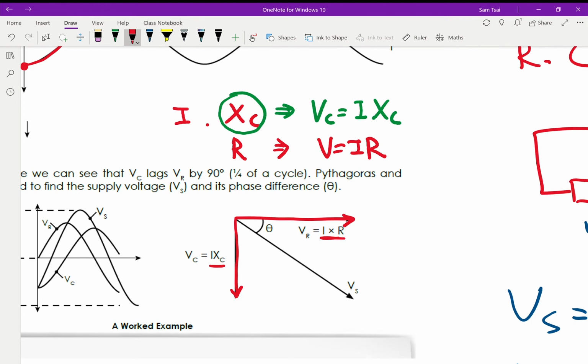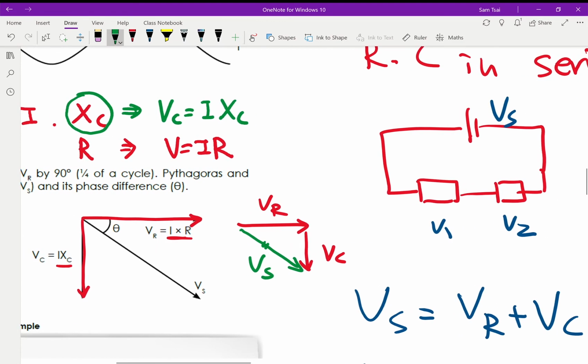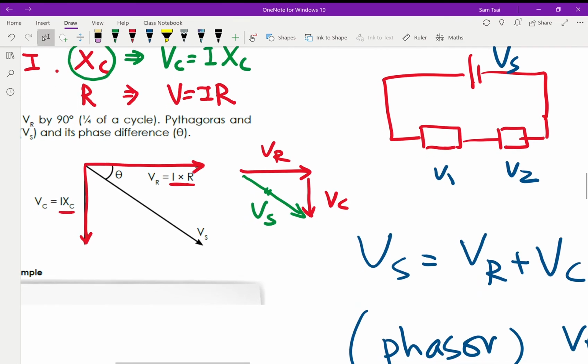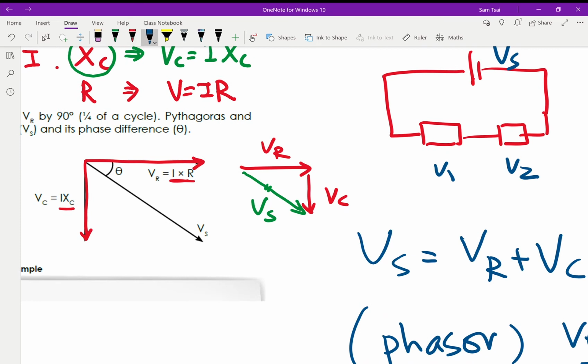How do we add them together? They are vectors. So this is VR, and this is VC. The V source is our VS, the total voltage of the power supply. Let me draw one more time. This is our AC source, with the resistor and capacitor.